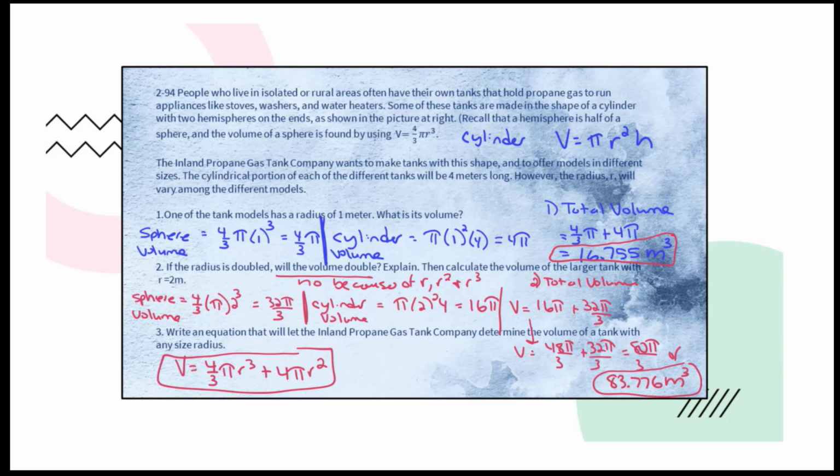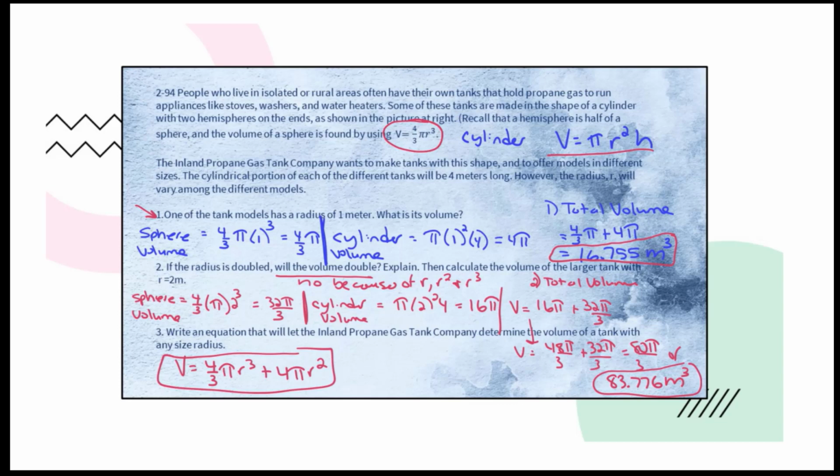Okay. And they've given us the volume for a sphere, but I also wrote down the volume for a cylinder in case you have not remembered that. And basically, we just need to go through and calculate what we have. So on problem number 1, it says one of the tank models has a radius of 1 meter.